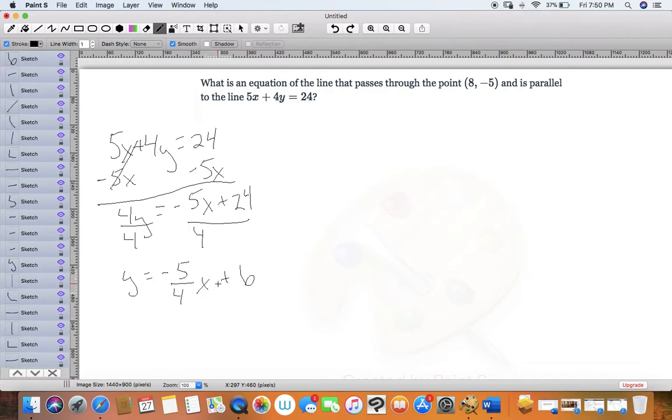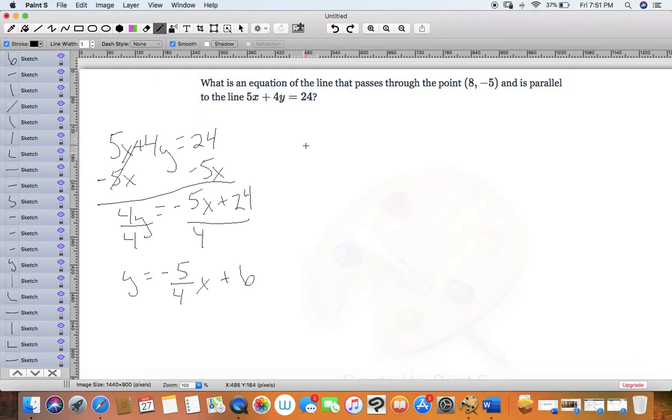Now we want to know what's the equation of the line that passes through the point 8, negative 5 that's parallel. So we know that when lines are parallel, they have the same slope. So my new equation is going to have that same slope, but it's going to have a different y-intercept. To figure out what the new y-intercept is going to be, I'm going to plug in the x and y values that are given to me and solve for b.